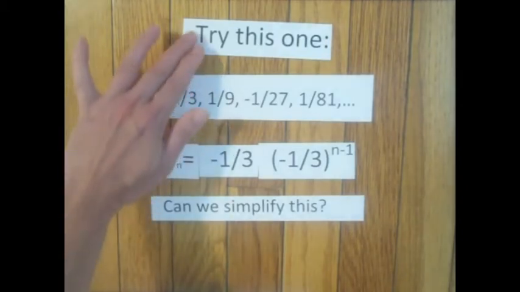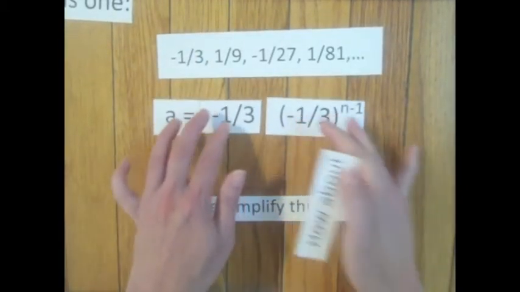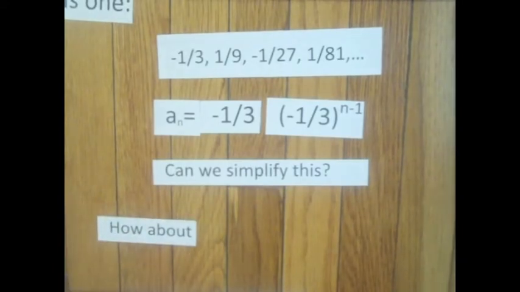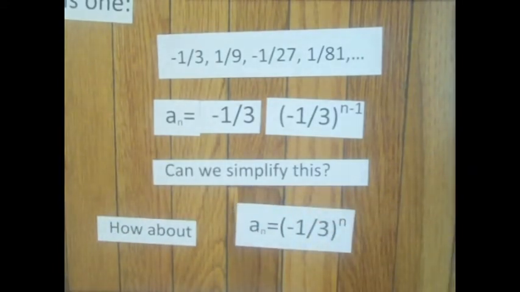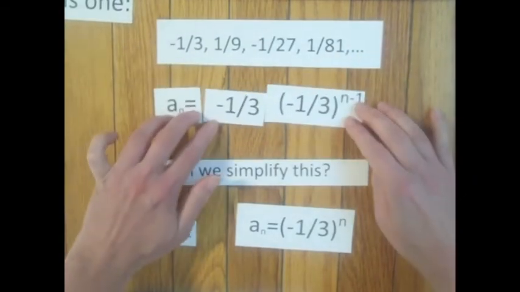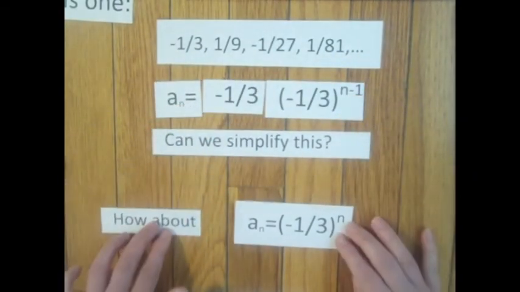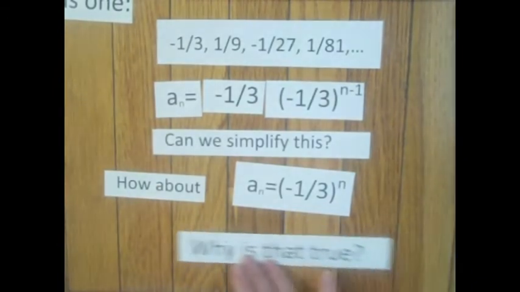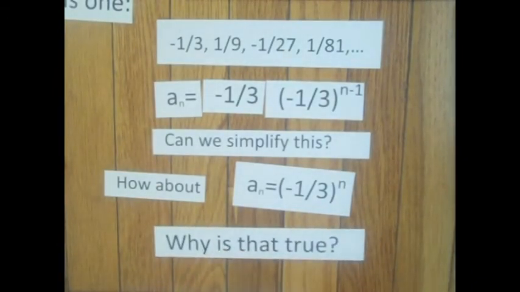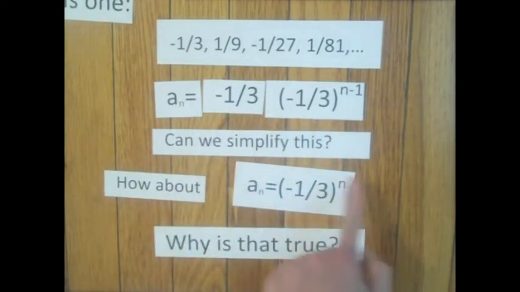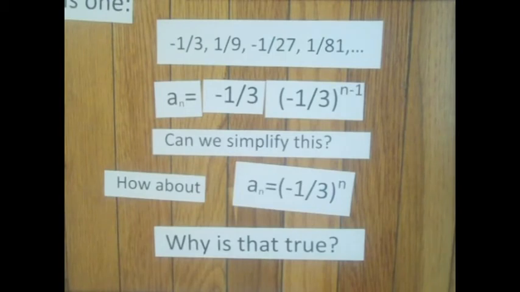How about this? What do you think of that? Can we take this formula and change to that? Why is it true? I'm going to challenge you to remember your exponent rules. Look at this. That's the same thing as this. Think about that. If you don't understand why these two are equal, please ask me in class. Okay, so that's our basic type of geometric sequence problems.